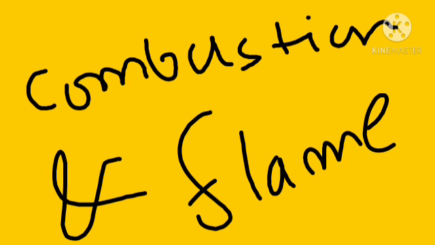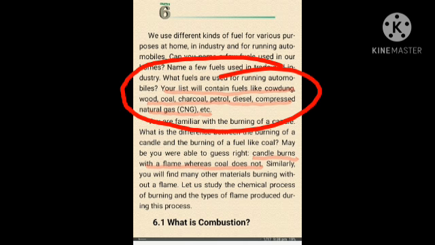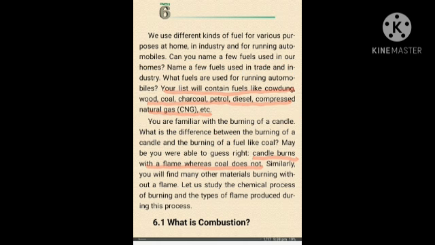Today we are going to study the chapter Combustion and Flame. In this chapter, we will study how fuel is burned. Some fuels burn with a flame and some burn without a flame. Why? Some examples of fuel are cow dung, wood, coal, charcoal, petrol, diesel, compressed natural gas, etc. Burning of fuel is a chemical process. We will study about this later.